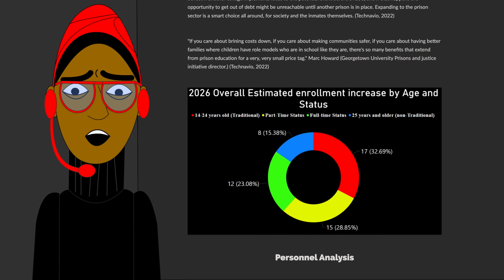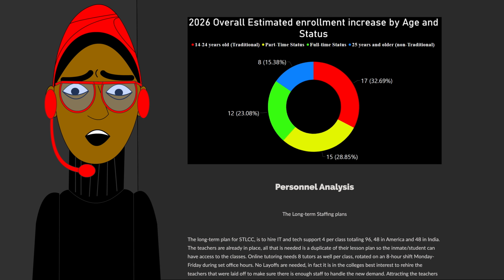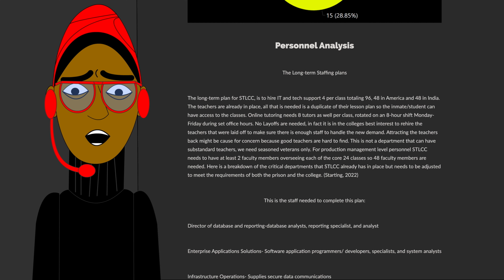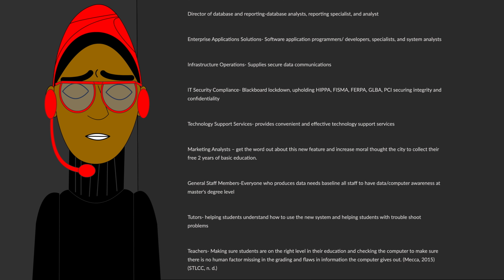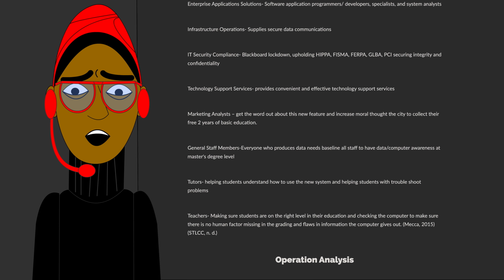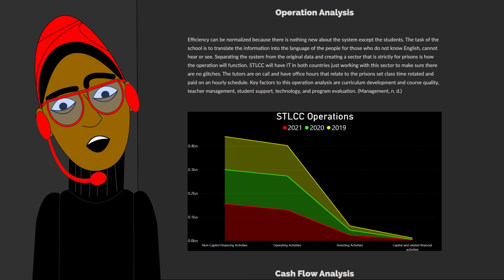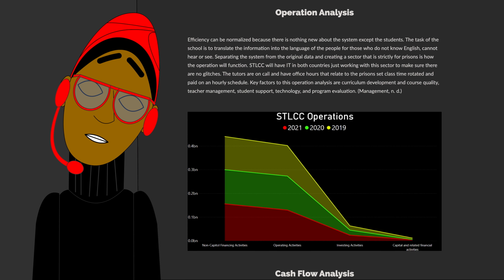And we have our enrollment estimated by age and status. And as you can see, there is a majority of part-time and people 14 to 24 that are enrolling in college. And that is our target audience. And unfortunately, that is the same target audience that we have to have in prisons. And we have our long-term staffing plans, a detailed list of every single department that will be needed to carry out this. We have our operations analysis, talking about the operations of STLCC over the past 3 years.